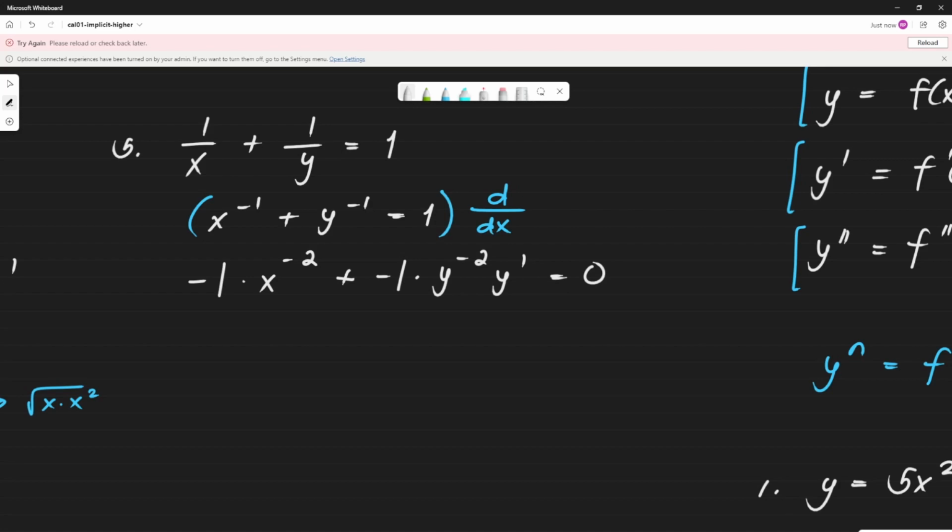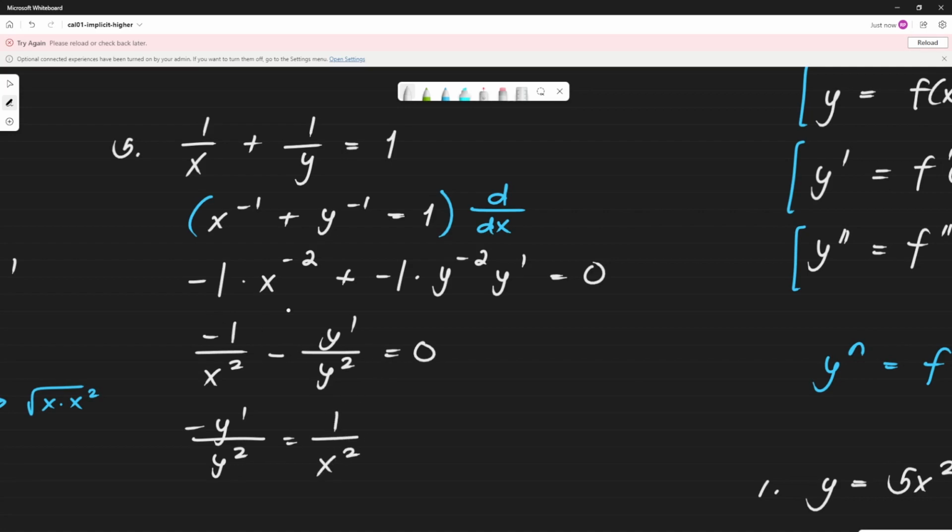Ayan. So, ayusin lang natin. So, we'll have negative, lahat ng mga negative exponents natin, balik na natin sa kanilang original position. So, we'll have negative 1 over x squared minus y prime over y squared is equal to 0. Tapos lipat lang natin yung walang y prime sa kabila. So we'll have negative y prime over y squared is equal to, since negative na yung 1 natin dito, so this is 1 over x squared.